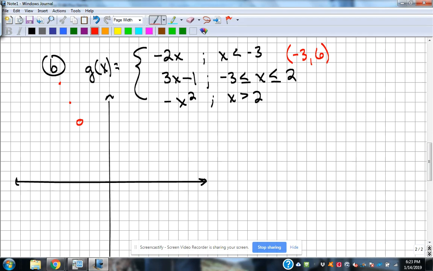Okay. So there is the first piece of this piecewise defined function. All right. Up 2, left 1, because it's a -2 slope. Or I can pick x values that are to the left of -3 and plug them in. Both ways give us an idea of what the picture is going to look like. Okay.